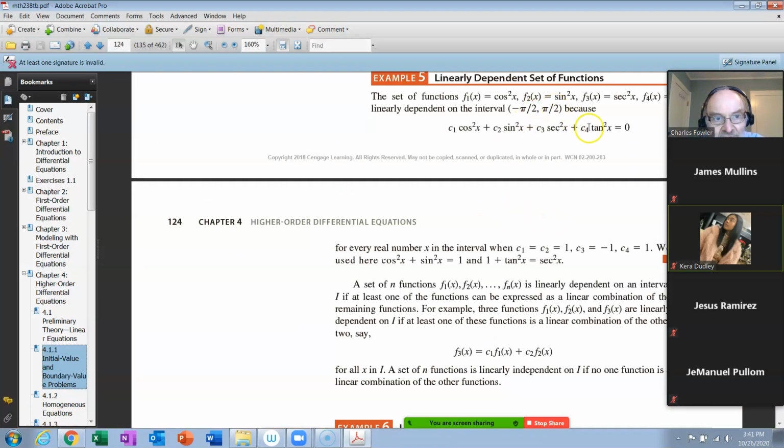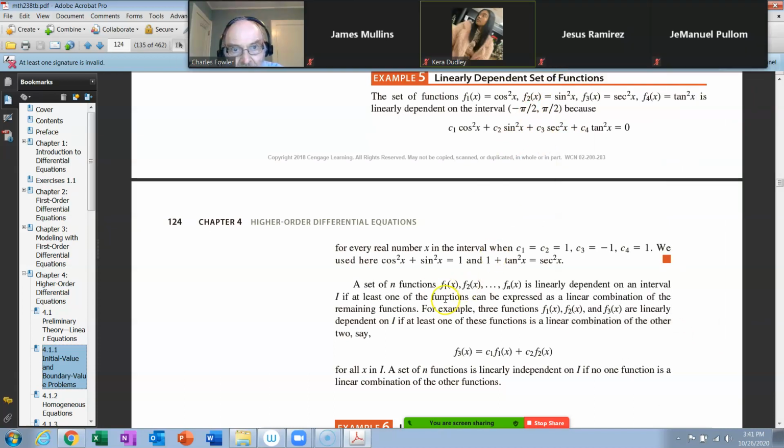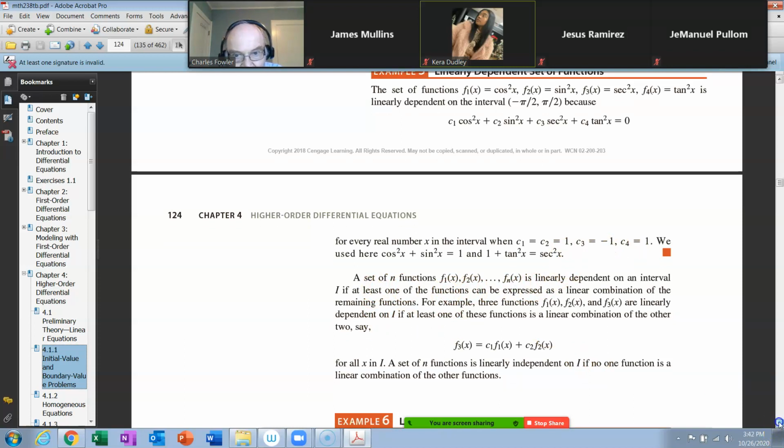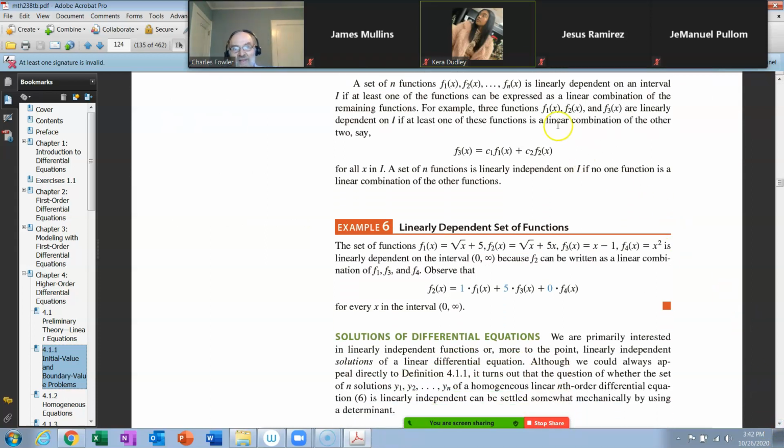Now let me move these out of the way again. So here's what we just found. We used these coefficients and we found that equals 0 without all the coefficients equaling 0. Now, a set of n functions, f1, f2, f3, f4, up to f sub n, is linearly dependent on some interval I if at least one of the functions can be expressed as a linear combination of the remaining functions.